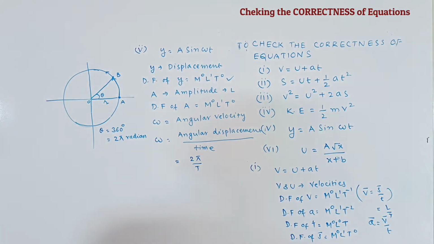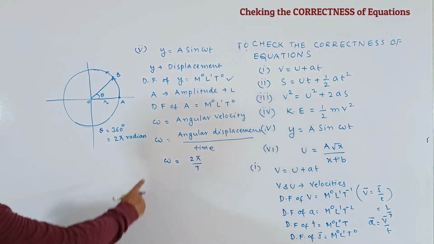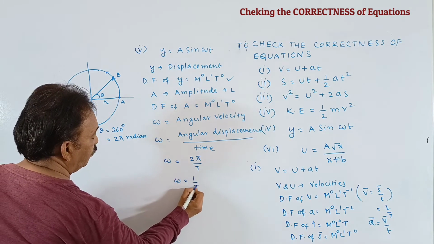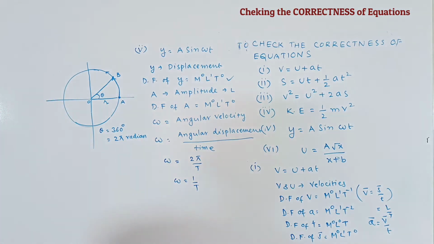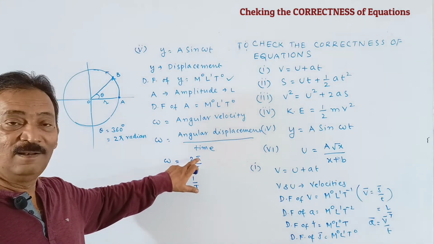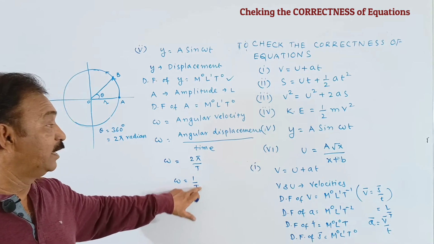See, here it can be written as 1 by t. Omega can be written as 1 by t, since 2 pi is an angle, and angles don't have any dimensions, we already learned. Omega is equal to 1 by t.